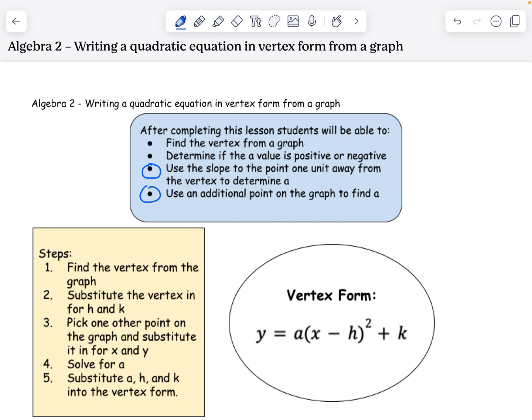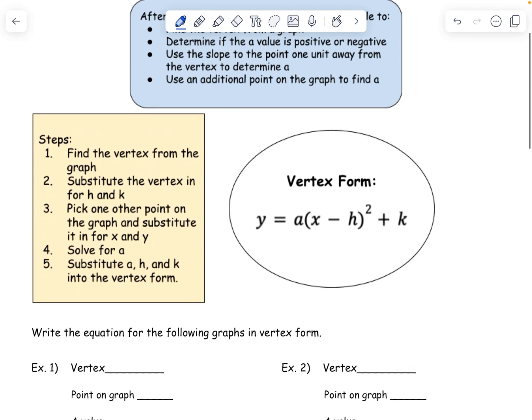So if you can look at the slope really easy, then you can do that. If not, you can just use an additional point. So what are the steps? First, we're going to find the vertex from the graph. We're going to substitute that vertex because we know the vertex is (h, k). We're going to use that to build the outside, and we now need a. So we will pick one other point on the graph to substitute in, solve for a, and substitute a back in. And this is our vertex form. This is what it should look like.